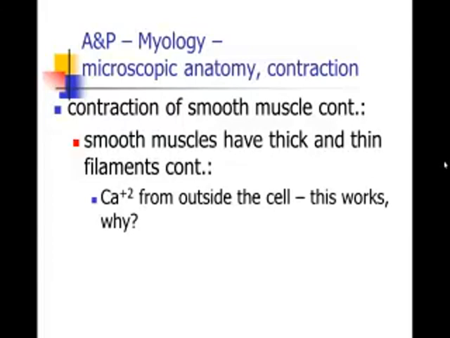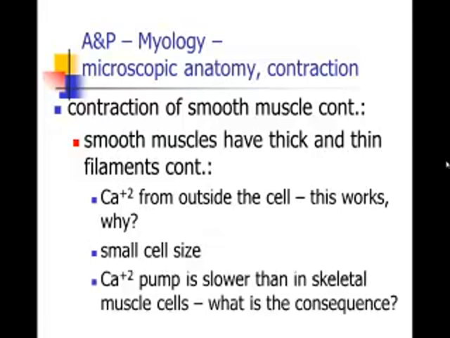Okay, now in the smooth muscle cells, all of the calcium comes from outside the cell. There is no sarcoplasmic reticulum. This is going to work for the smooth muscle cells. Why would that be? Right, because they're small. If they're big, huge cells like skeletal muscle cells, it would not work well.